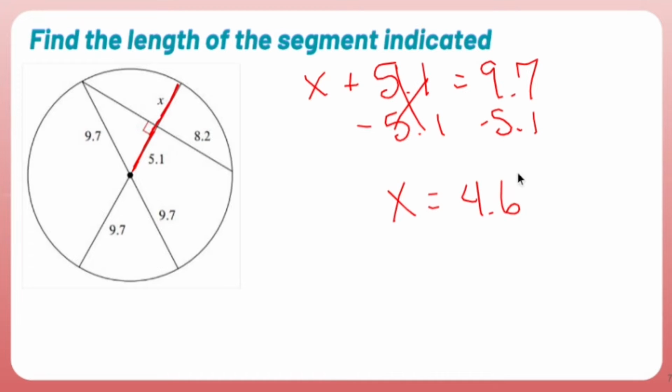No units to worry about, no units at all. But there I have it. You should be able to look at this and be like, well, if that's the radius, don't I just do 9.7 minus 5.1? Yup. And that's it. That's all you have to do with a guy like this.